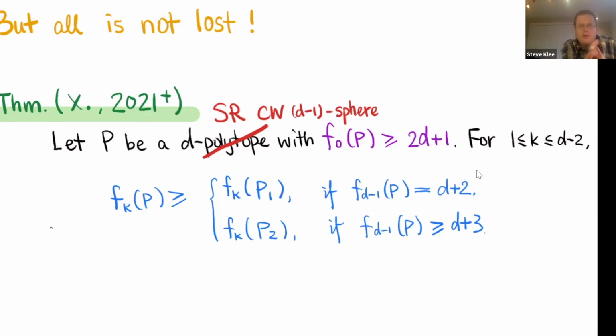But here in this theorem, do the numbers of vertices of P1 and P2 grow? No, they have the same number of vertices. Each of them has a fixed number of exactly 2D plus 1 vertices.